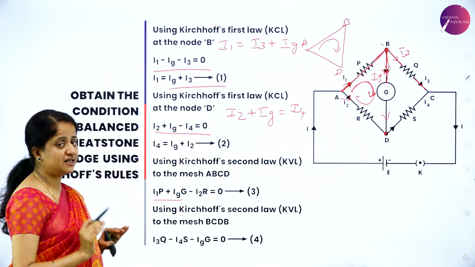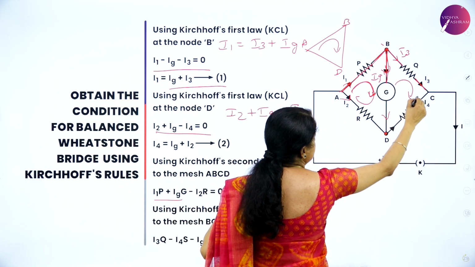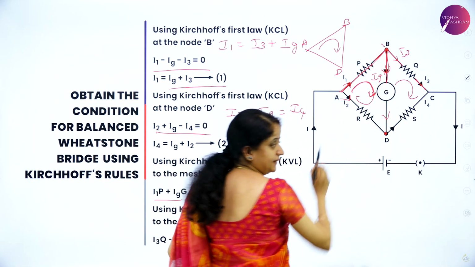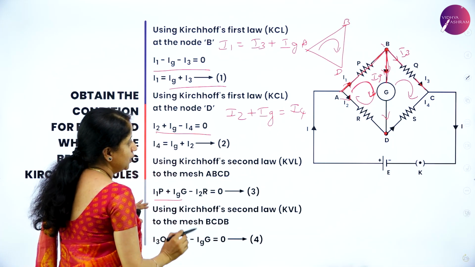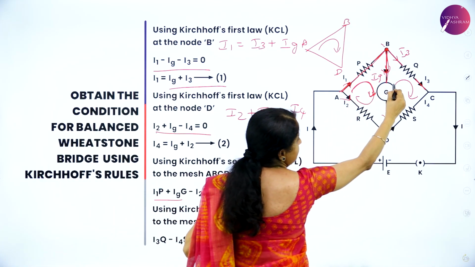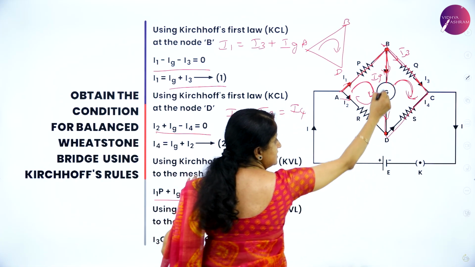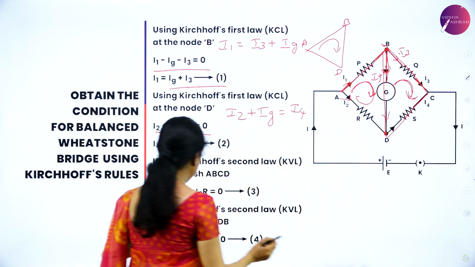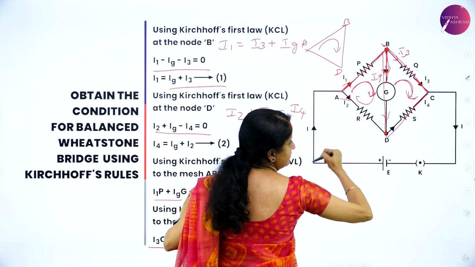That's my third equation. Similarly, let us apply KVL to this loop, the other half, that is B, C, D and B. Now applying KVL to B, C, D and B, we get, my observation is like this, which means it is going in this way. Here it is plus I3Q. We get plus I3Q because it is along the direction of observation.